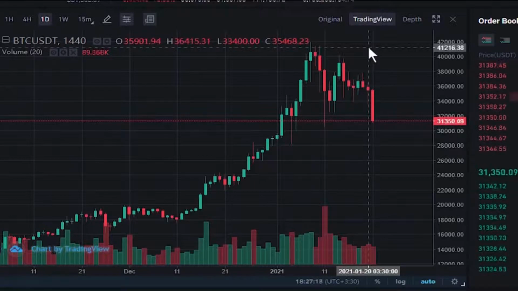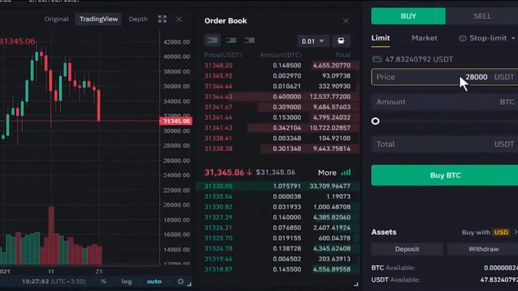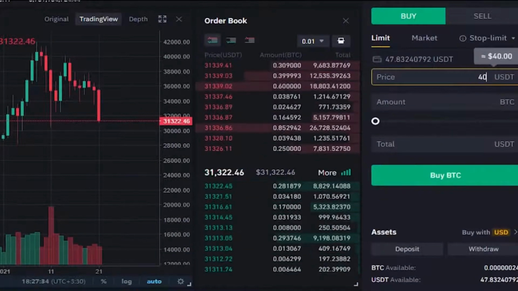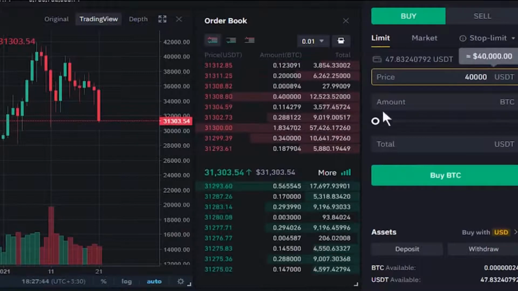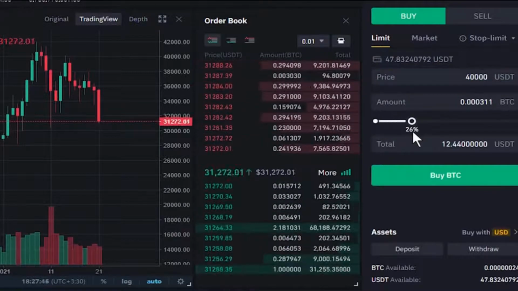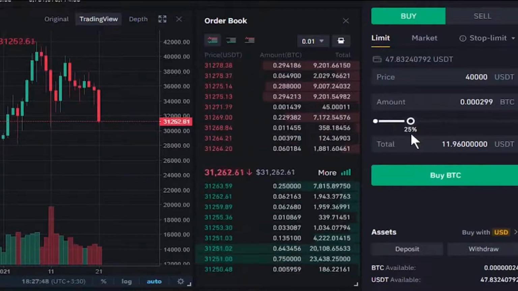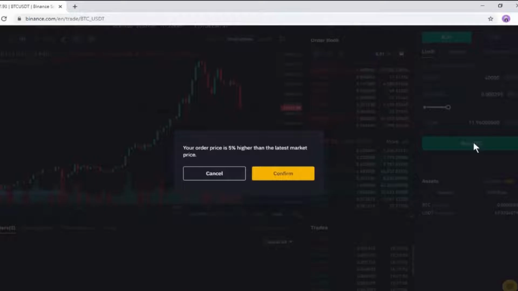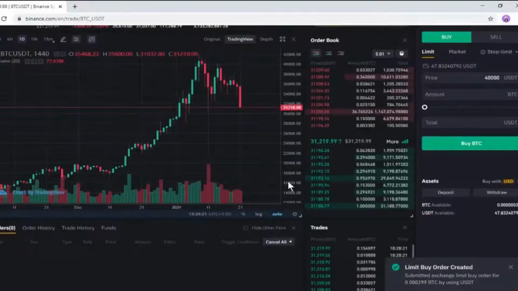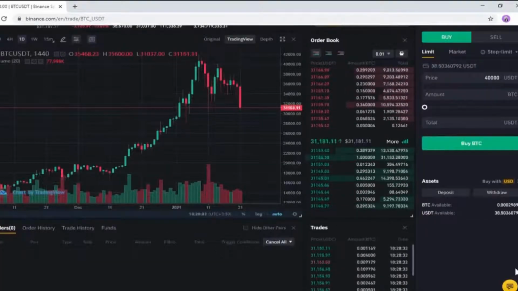You may ask what happens if we set a limit buy order above the current price. Let's see what happens. For example, let's place our limit price on 40,000 and the amount, for example, 25% of our available Tether, and we click on buy BTC, and it shows this message that your order price is 5% higher than the latest market price. And if we click on confirm, it's done and the order executed instantly.